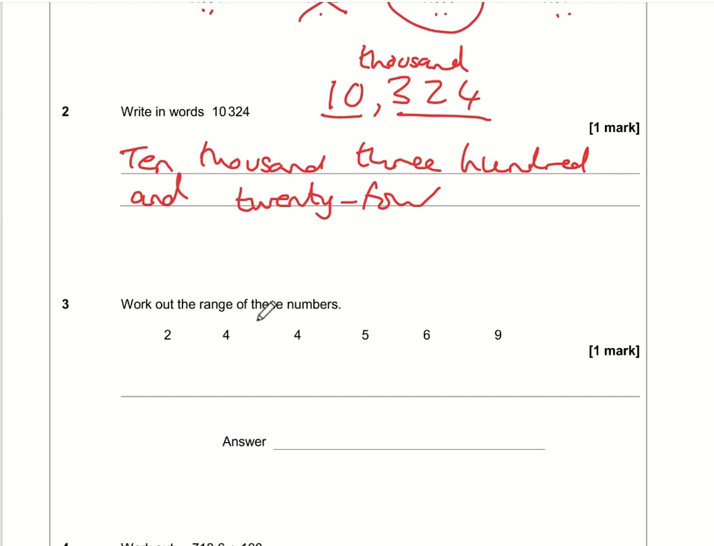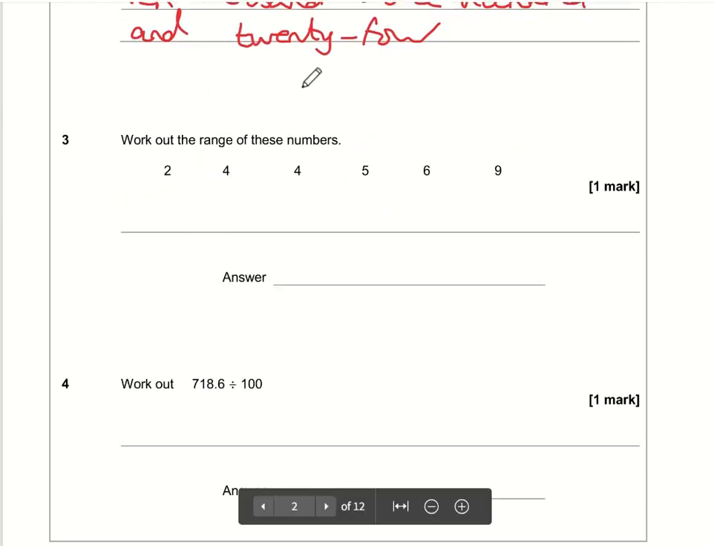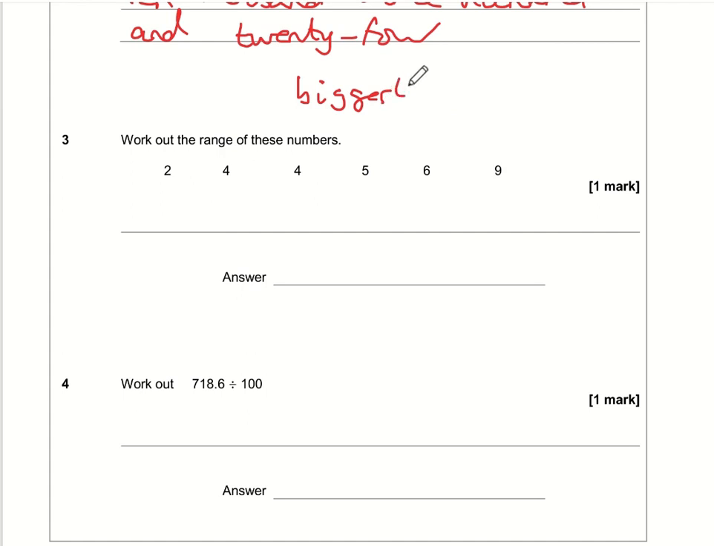Okay, work out the range of these numbers, so we need to remember that the range is the biggest take away the smallest. Is there anything bigger than 9? No, it looks like they are in order actually, so that's nice and easy. So it's 9, take away 2, so the range is 7.